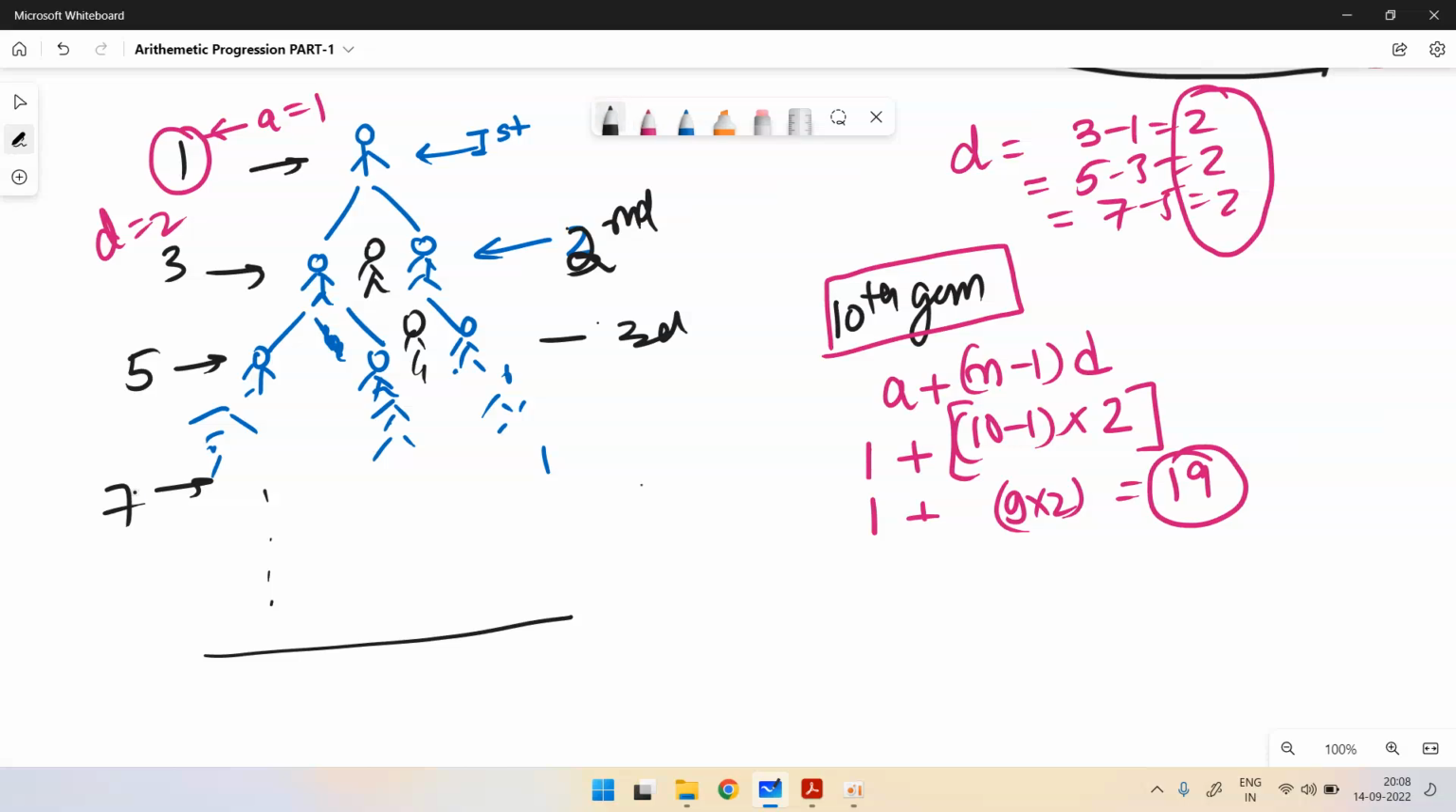Now, so this was how to find terms, and we needed to calculate the nth term. Now, what if you need to calculate the total of the terms? So now, what is an, I'm not interested.